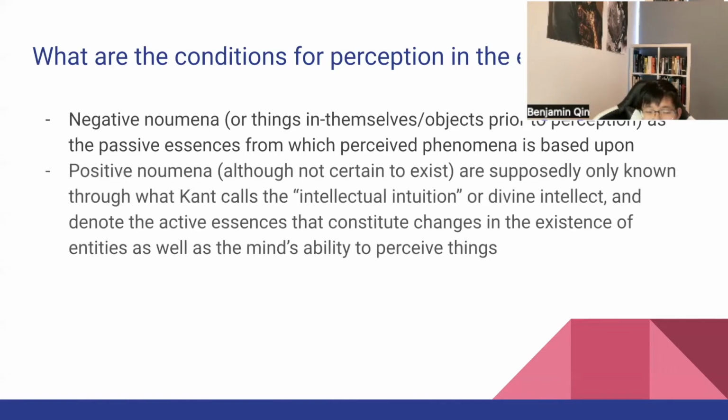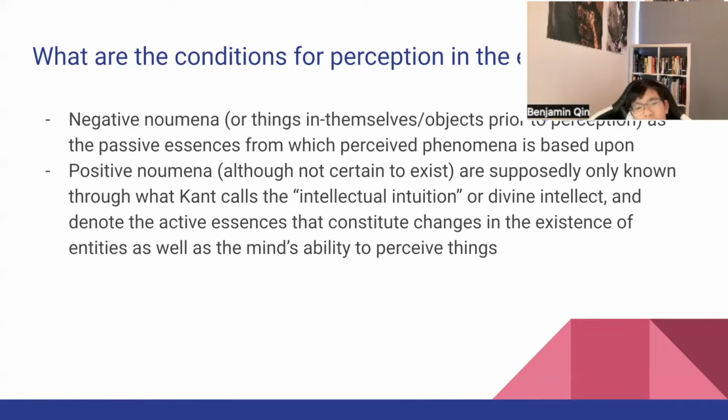And the second type is positive noumena. And Kant thought that positive noumena was not certain to exist and are supposedly only known through the intellectual intuition, and they denote the active essences rather than the passive essences of the negative noumena, and they concern the changes in objects rather than the objects themselves.